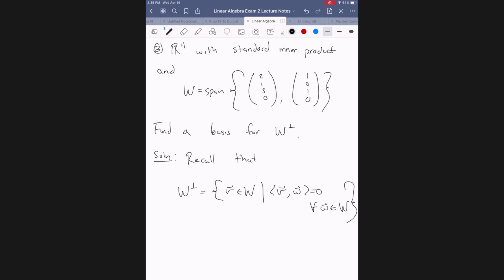Sorry, hold on. Not in W, that wouldn't even make sense. So V would be in R4 in this case. It really is the one in the vector space, right? But it's the set of all vectors that are orthogonal to ones in W. That's all that means, okay?